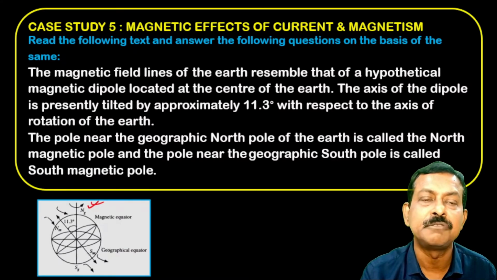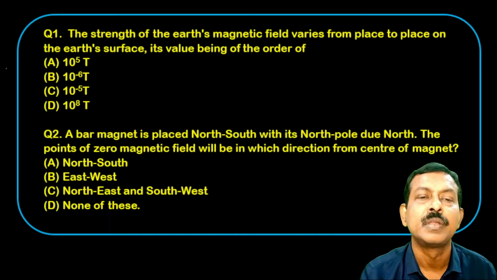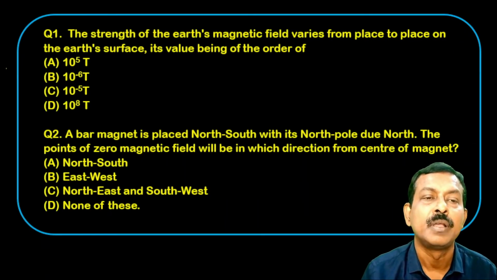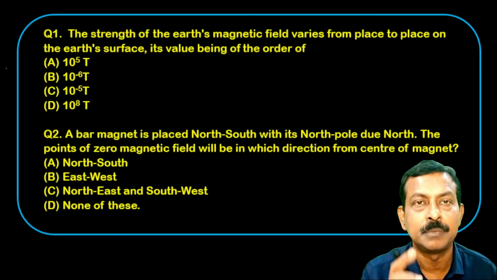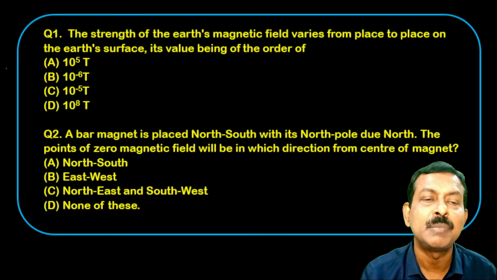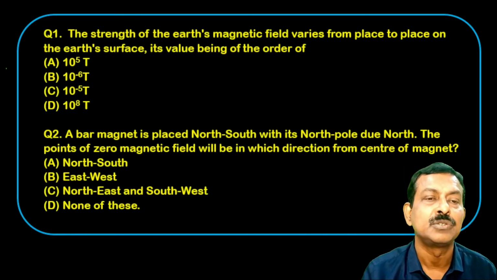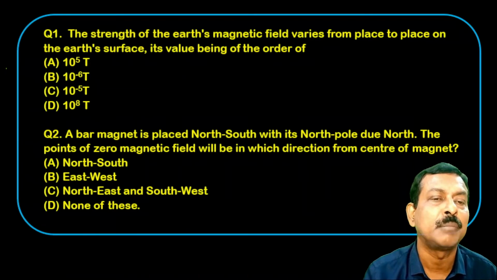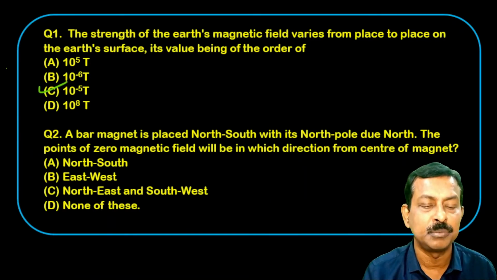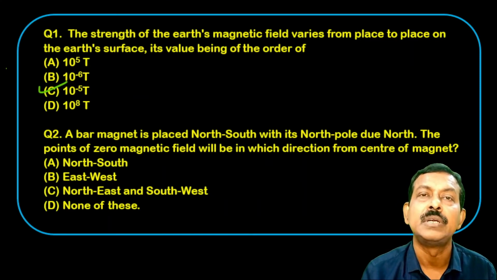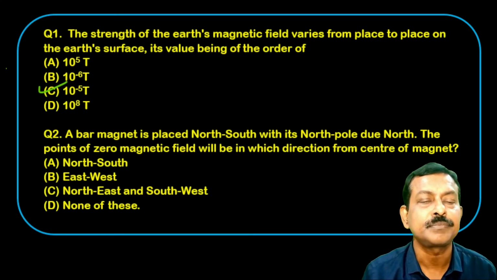Now let's see what the different questions are. The strength of the Earth's magnetic field varies from place to place on the Earth's surface, its value being of the order of. Now this is of course not mentioned in the passage, but the Earth's magnetic field is of the order of 10 to the power minus 5 Tesla. So 10 to the power 5 Tesla is wrong, 10 to the power minus 6 is wrong, and C will be the correct option, 10 to the power minus 5 Tesla.